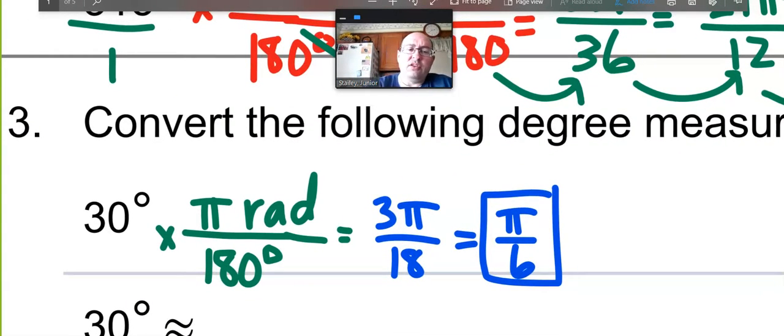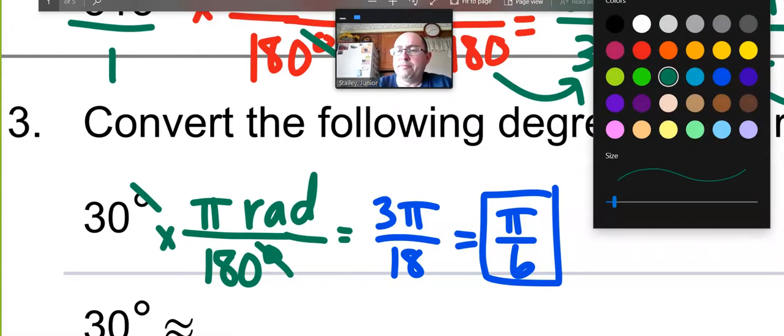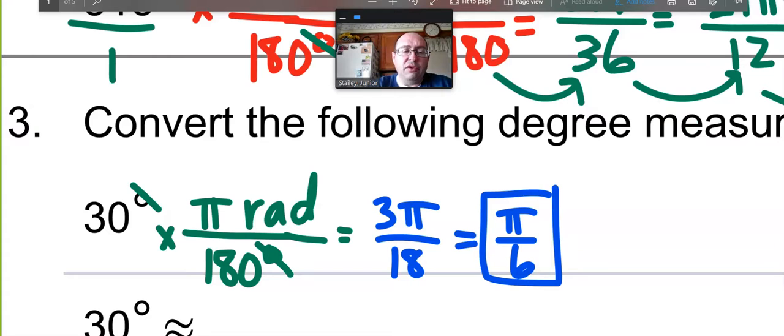So in this particular example with 30 degrees, yes, the degree units cancel. And then you can look at it, 30 over 180. Yes, of course, I divided by 10 on the top and the bottom. That's how I got 3 pi over 18. And then divided by 3 to get my final answer, pi over 6.